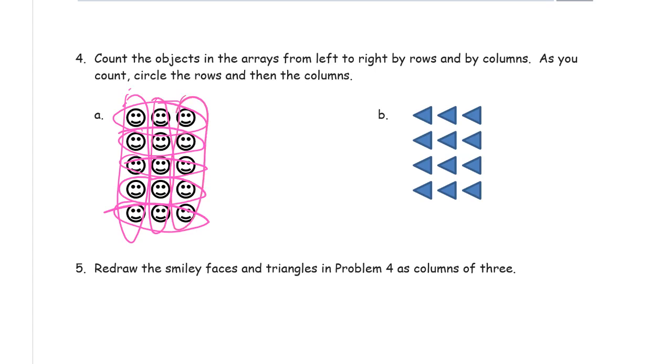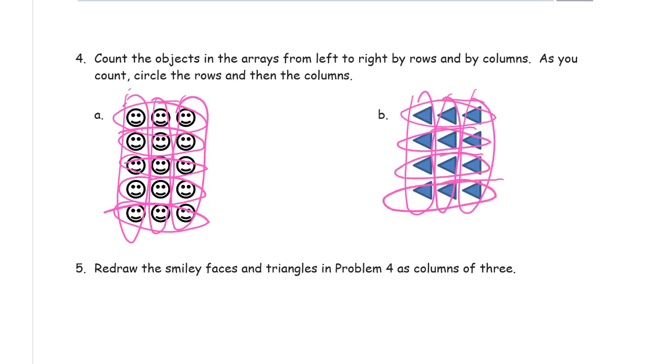5, 10, 15. Same thing with these triangles. This time I'm going to count them as columns first. So there's 4 in each column. So here's a column. 4, 8, 12. And now by rows, I'm going to count 3, 6, 9, 12. Please say the numbers out loud when you count.